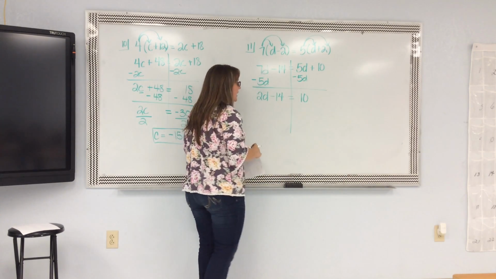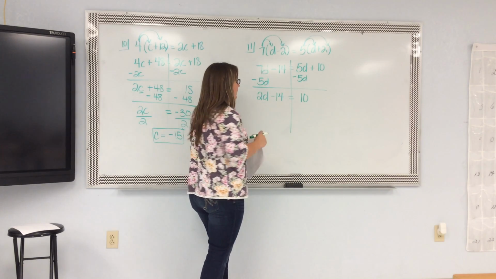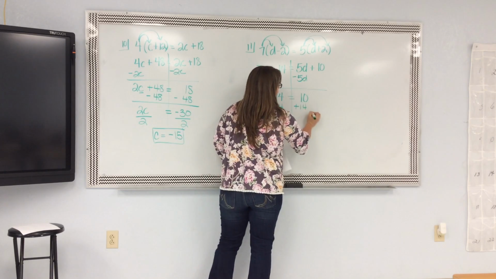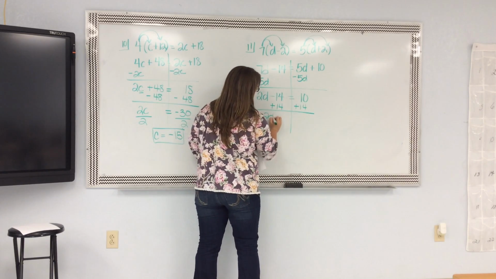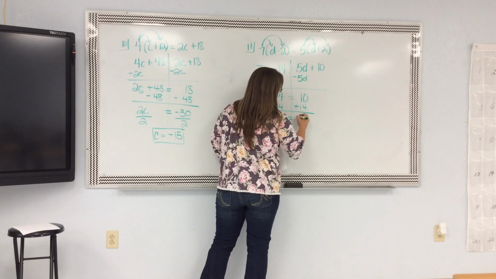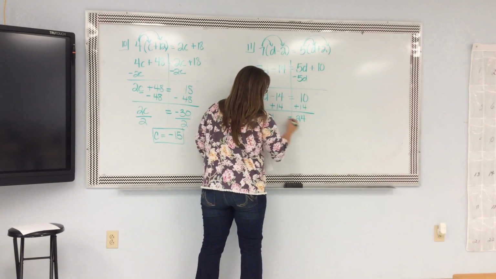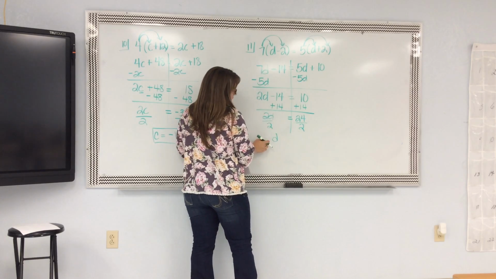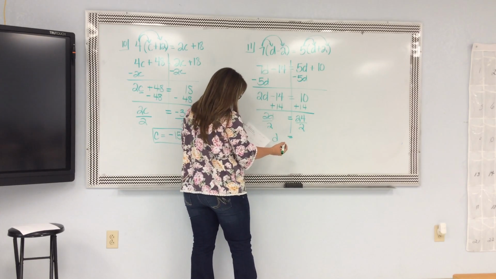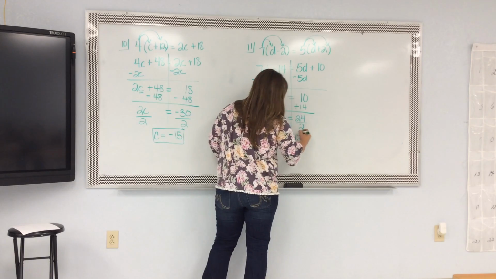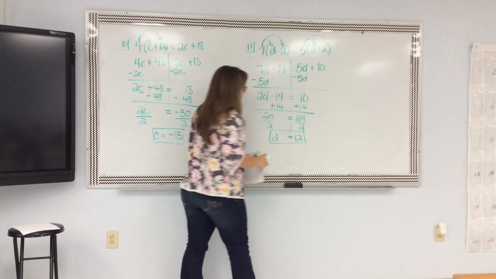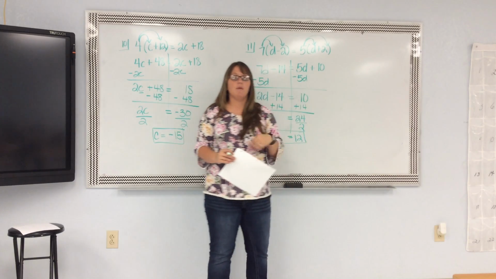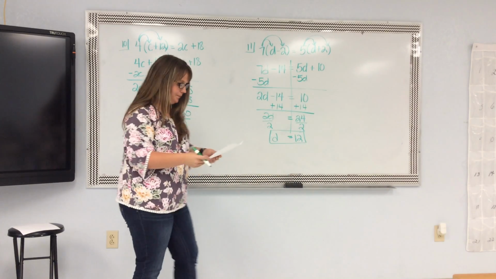2D minus 14. Want to get this D by itself, so I'm going to add 14 to get rid of it. If I do it to one side, I have to do it to the other. 2D is equal to 24. When I divide both sides by 2 to get that D by itself, 2D divided by 2 is just 1D. 24 divided by 2 is 12. So D is equal to 12. Make sure you go back and plug that D in everywhere there's a D in the problem and make sure that it's a true statement.